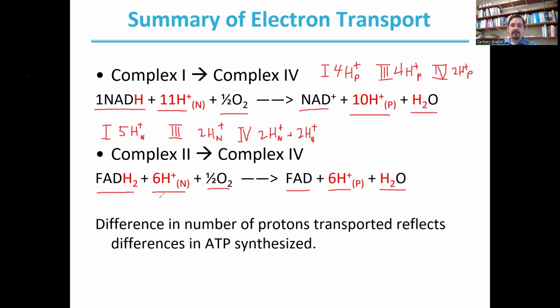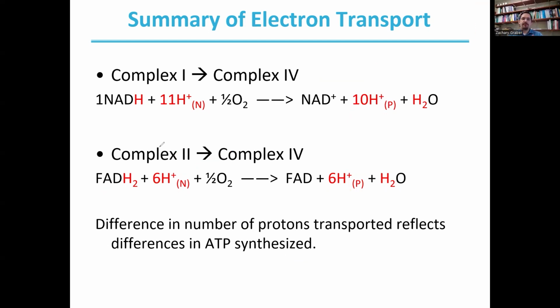For complex 2 to complex 4, these numbers are just the same numbers from complex 3 and complex 4, the 6 and then the 6 that we had above, because complex 2 doesn't produce or consume any protons on the matrix or the intermembrane space side. This 6 to 10 difference in the number of protons produced on the intermembrane space side is directly resulting in the difference in the number of ATP units synthesized for FADH2 and NADH.